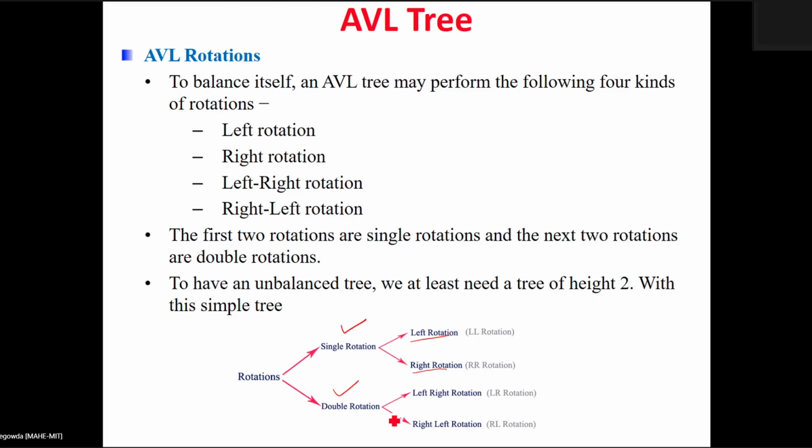Coming to the double rotations, we have a left-right rotation, which is nothing but LR rotation. L is for left and R for right. Similarly, we have a right-left rotation. Any one of these rotations is required to balance a tree as and when a new node is inserted into a non-empty AVL tree.